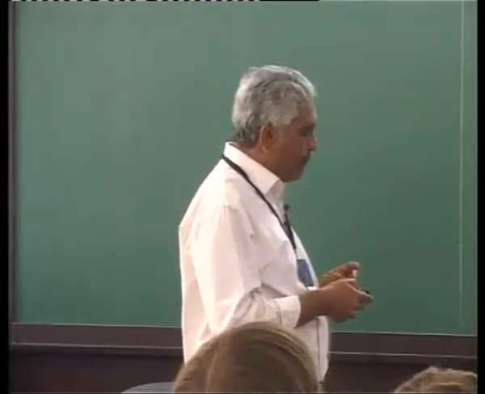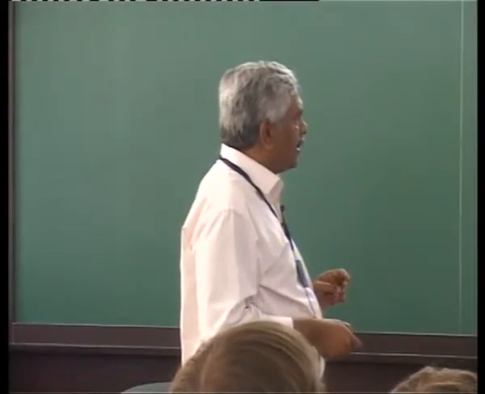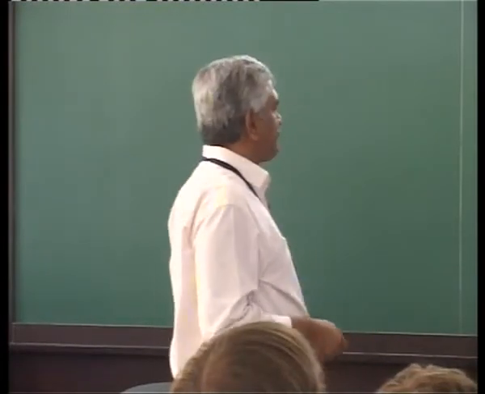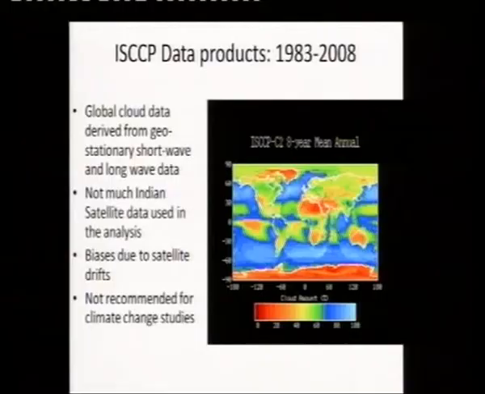So when we use this ISCCP data, we have to be careful, especially on the western side of the Indian Ocean. And also, people now say that this data, even though it is huge, is not recommended for climate change studies because biases can come in due to satellite drifts.